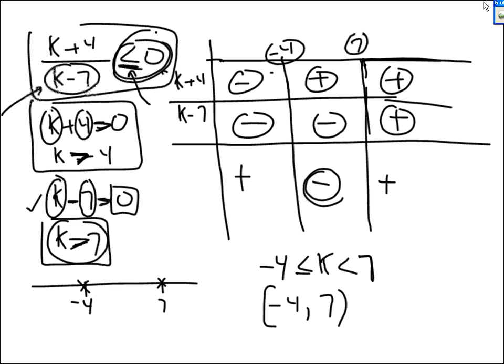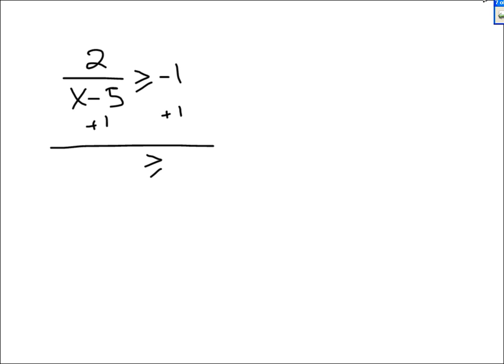Okay. Let's try one of these. We'll have to do a little algebra, and then it'll look like the ones we've just done. So you have 2 over x minus 5 is greater than or equal to -1. Gotta get one of the sides to be 0. How about I add 1 to both sides? On the right side, I get 0.